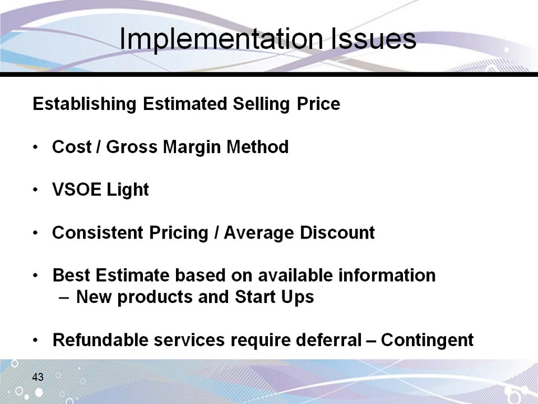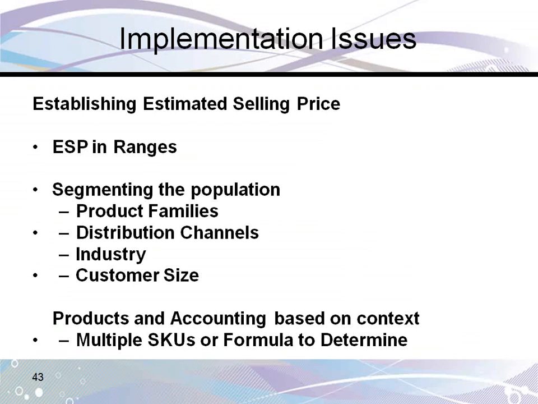And other than that, you're going to have to do your best estimate based on whatever available information you have. So if you've got a new product you haven't sold previously, or you're a startup and you're just starting to sell products, you're going to have to come up with an estimate based on as best evidence as you can. It may not be as objective as VSOE or one of these other methods, but you're going to have to come up with some reasonable and consistent way to establish ESP for your elements in your transactions. And that may evolve over time, but you need to do your best estimate from the outset. And again, remember, if you've got refundable services or contingent revenue, you're going to have to limit the revenue that you recognize. You want to establish ESP and ranges.